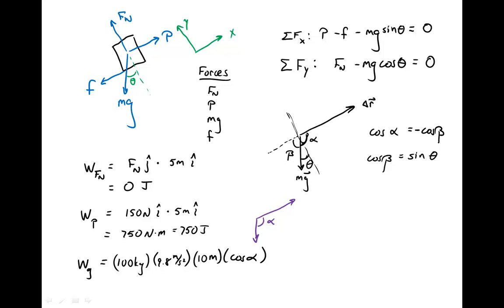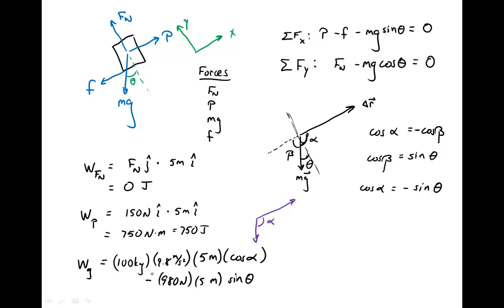So you could try it out. The cosine of 30 degrees equals the sine of 60 degrees. Or the sine of 30 degrees equals the cosine of 60 degrees. Right? So given that, the cosine of alpha is equal to minus the cosine of beta, but this cosine of beta is the sine of theta. And so this becomes 980 newtons times 10 meters times the sine of theta. Oops, scratch that. That should be 5 meters.